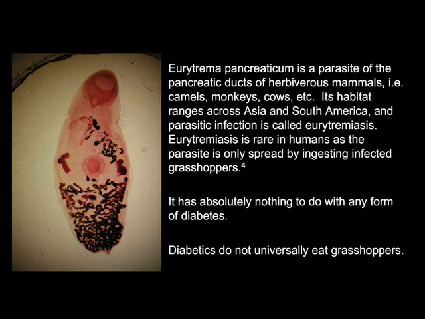And that is precisely where the relationship ends. Uretrema pancreaticum is a parasite of the pancreatic ducts of herbivorous mammals, like camels, monkeys, cows, etc. Its habitat ranges across Asia and South America, and parasitic infection is called uretremiasis. Uretremiasis is rare in humans, as the parasite is only spread by ingesting infected grasshoppers. It has absolutely nothing to do with any form of diabetes. Diabetics do not universally eat grasshoppers.